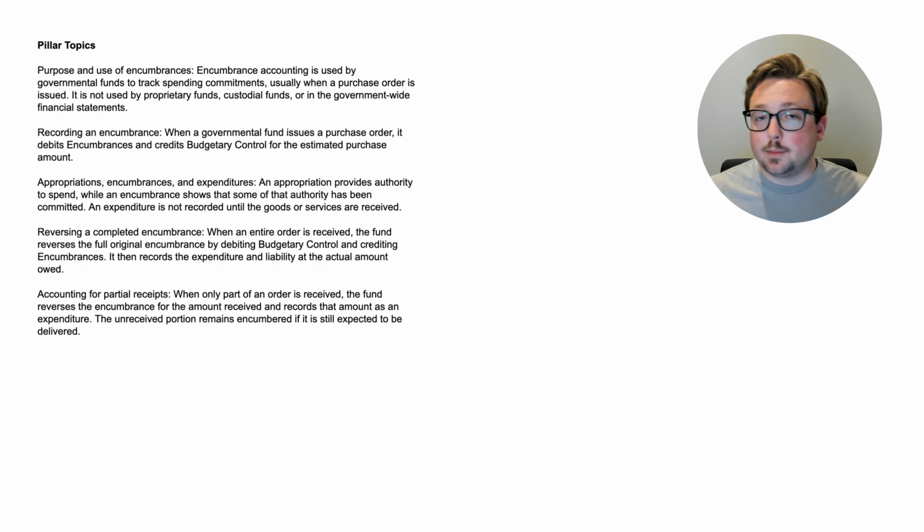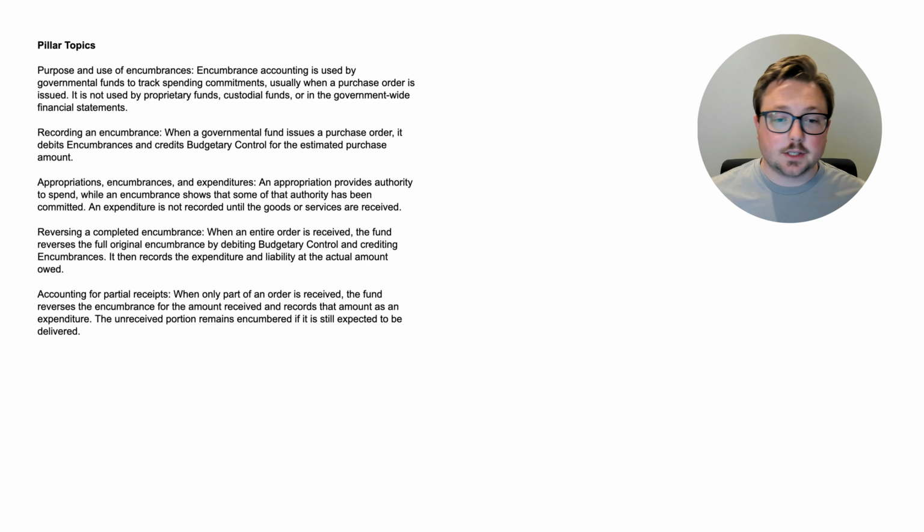First, what's the purpose and use of encumbrances? Encumbrance accounting is used by governmental funds to track spending commitments, usually when a purchase order is issued. It is not used by proprietary funds, custodial funds, or in the government-wide financial statements. Next, let's talk about recording an encumbrance. When a governmental fund issues a purchase order, it debits encumbrances and credits budgetary control for the estimated purchase amount.